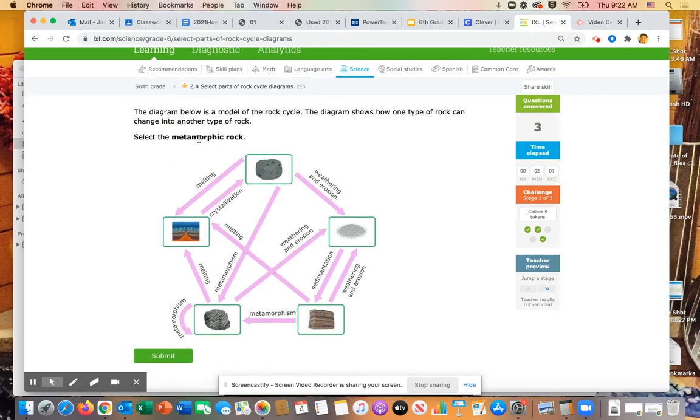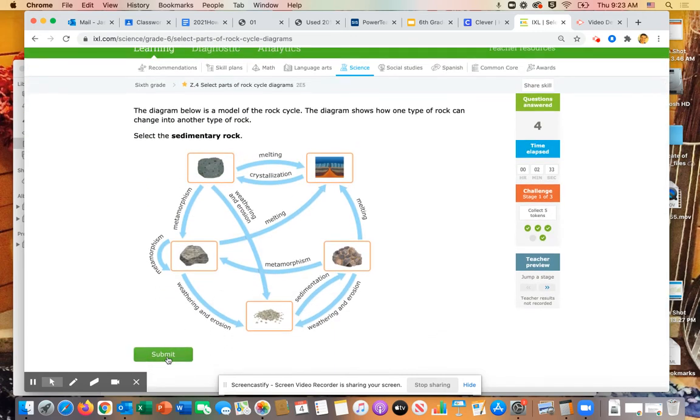Metamorphic rock, we're looking for metamorphism, which is intense heat and pressure. Okay? So, metamorphism. Look, metamorphism. All right? So, both igneous rock and sedimentary rock can be transformed under heat and pressure into a metamorphic rock. So we're looking for that metamorphism arrow.